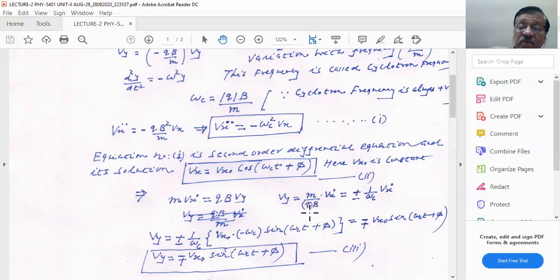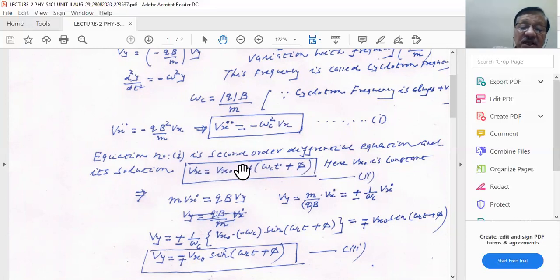Vy is m over qB into Vx dot. This q is the charge carried by the particle. You have the particle charge, so I can take positive, I can take negative. So it is plus or minus 1 upon omega c Vx dot. This is your Vy.